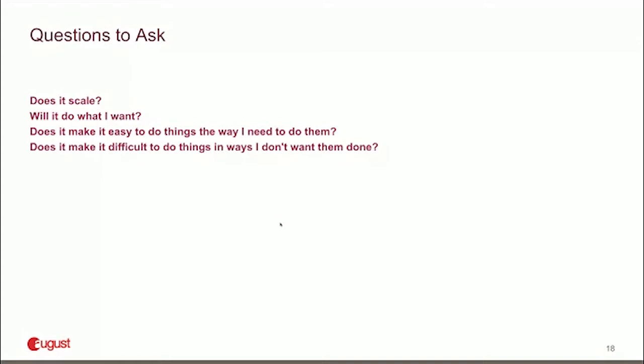So that's a really important thing. Is it really made to do what you're trying to do? The next question is, does it make it easy to do things the way I need to do them? Am I going to have to jump through hoops to make this thing just have a REST API, or is it something that it just naturally does? And the last one is, if there's something you don't want people to do as you grow your business, does it make it easy for them to do that, or does it make it difficult to do that?